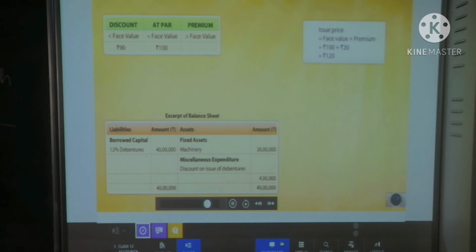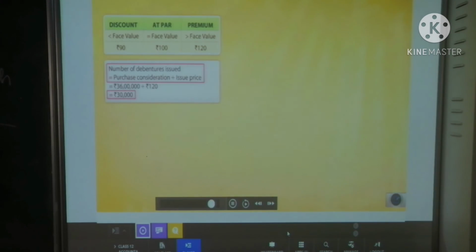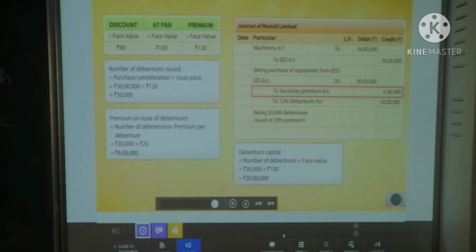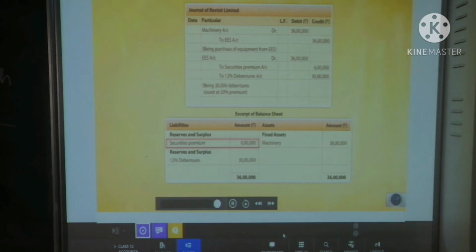Now, consider the entry to be recorded if the same machine were purchased by issue of debentures at a 20% premium. 30,000 debentures are issued. The premium on issue of debentures, that is 6 lakh rupees, is a gain. The gain is credited to the securities premium account. The securities premium account is recorded under reserves and surplus in the balance sheet.